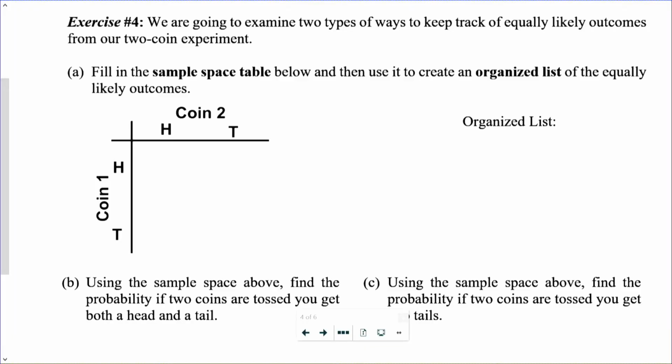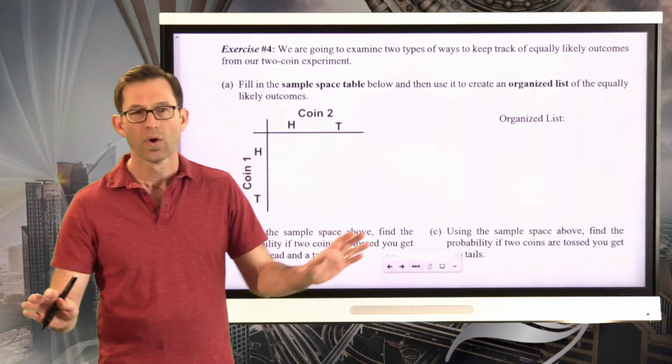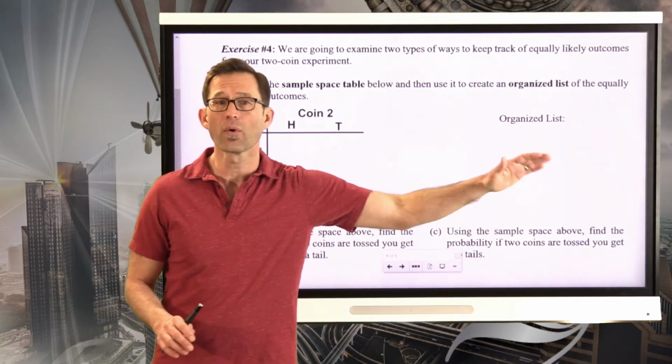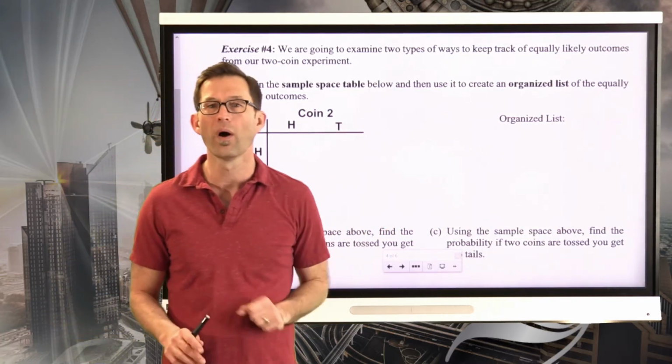We're going to examine the 2 types of ways to keep track of equally likely outcomes from our 2-coin experiment. Letter A. Fill in the sample space table below and then use it to create an organized list of the equally likely outcomes. So, these are 2 different ways we can keep track of them, and they kind of work well together.